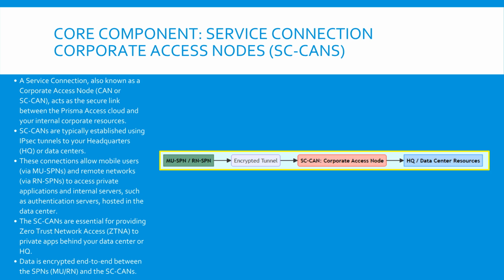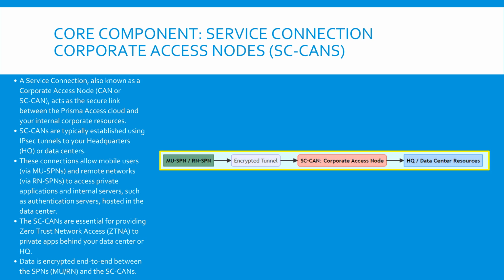SCCANs are vital for implementing zero-trust network access to private applications, ensuring that only verified users and devices gain access. What did we learn here? SCCANs are the secure gateways that connect the Prisma Access cloud to your private data centers and headquarters, enabling access to internal resources for all secured users.